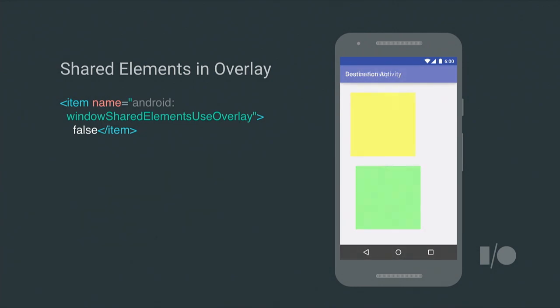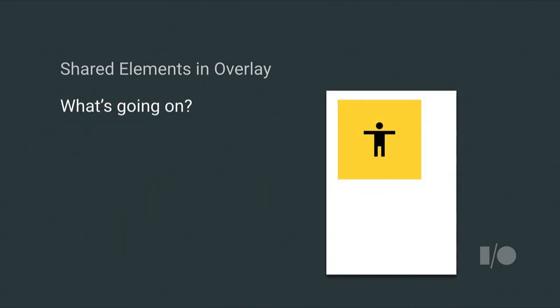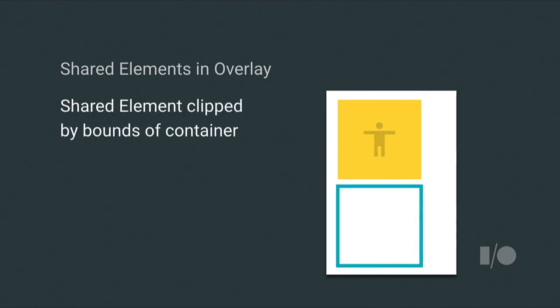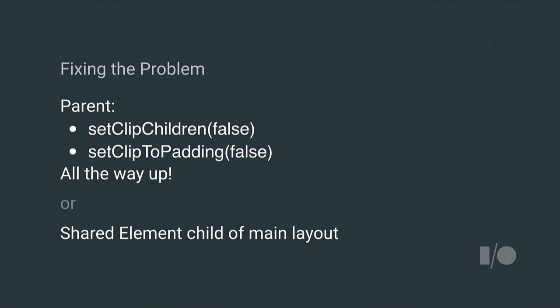Well, the problem is this. Let's see what's going on here. The shared element is, of course, popped into the new activity. And when that happens, it's being clipped by its parent. And it's only visible when the shared element slides into the parent view. So what we can do, of course, is tell the parent, don't clip it. So you set clip children to false, and also set clip to padding false as well. Now this might cause you a little bit of a problem with your drawing, so be careful with this.